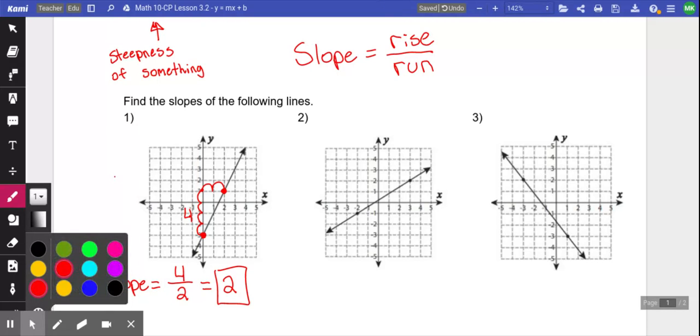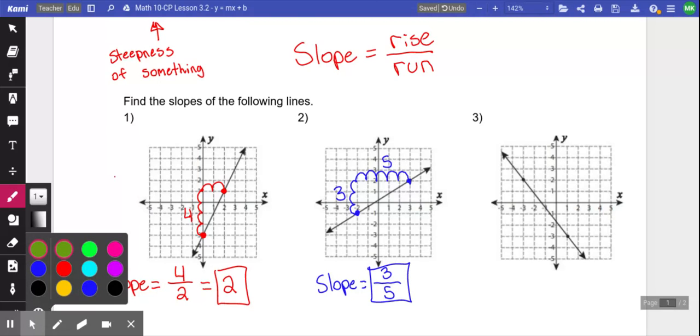If we look at the second one, we want to calculate the slope. Find 2 points like that. Always work left to right. So we're going to rise 1, 2, 3, and then run 1, 2, 3, 4, 5. That means my slope equals a rise of 3 divided by a run of 5. If you put that in your calculator, it's a decimal, so we leave it as 3 divided by 5.